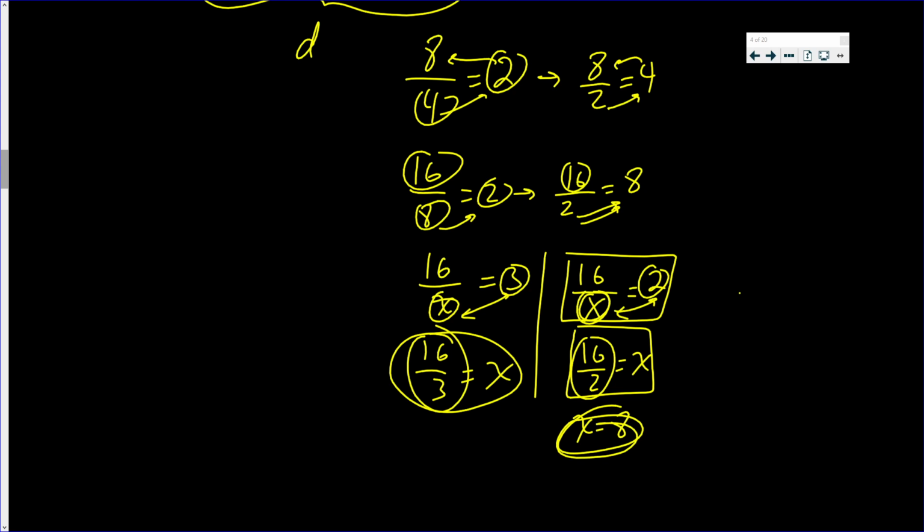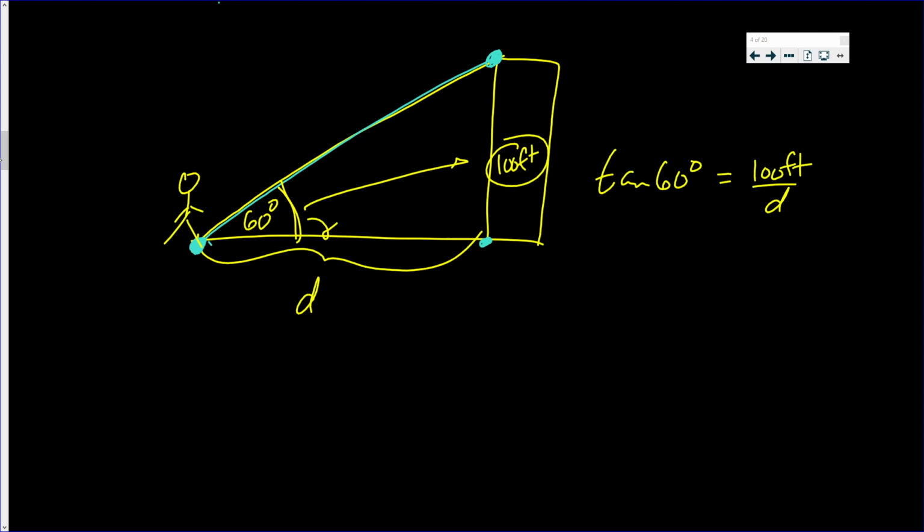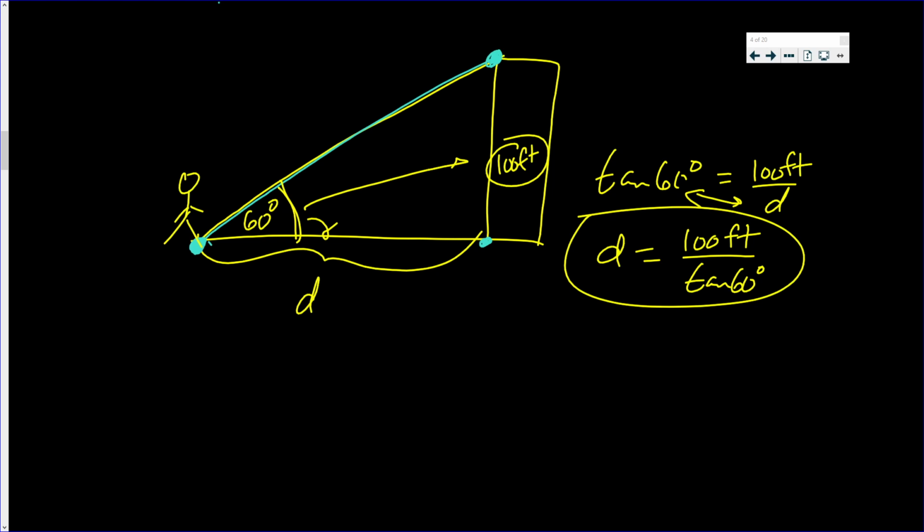Okay, so having said all that, let's go and see why I mentioned it. Because I want to switch these two. Because when I do, I have D is equal to 100 feet over the tangent of 60 degrees. You could then take your calculator and solve for D.